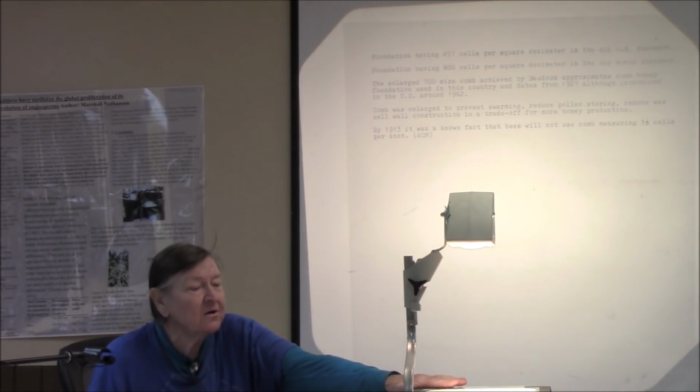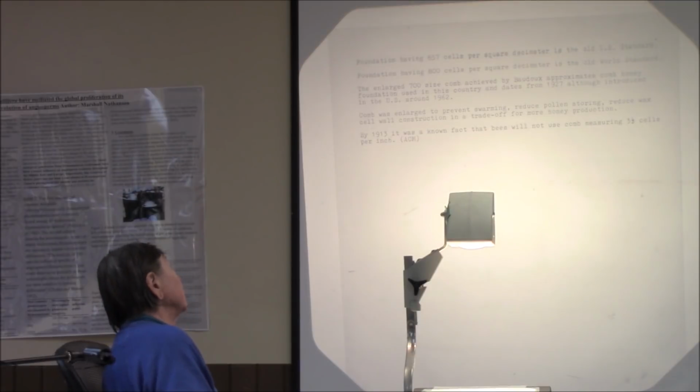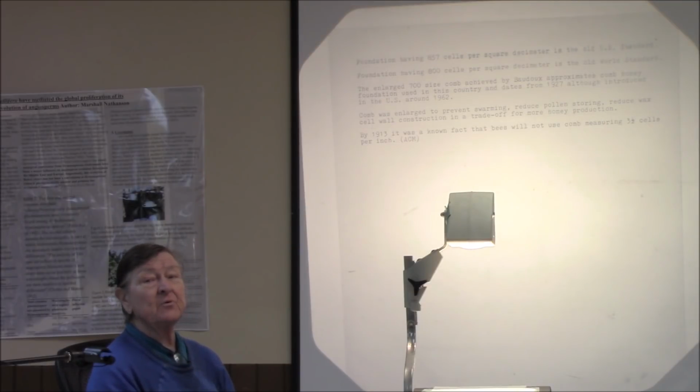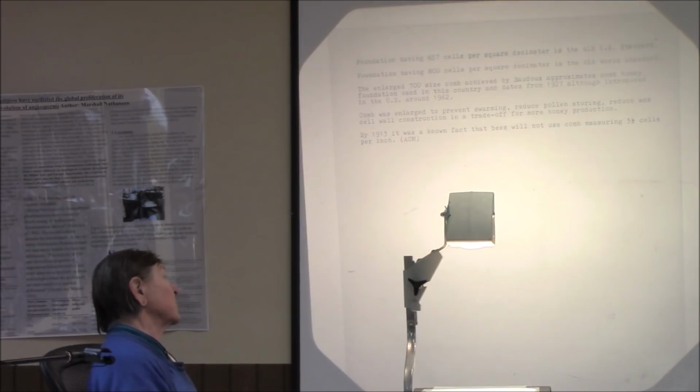Now, ending here, foundation having 850 cells per square decimeter is the old world standard. Well, that's about an 8.3. And you hear about Langstroth writing about the 4.748 range. Well, the 4.748 are the old standards. Foundation having 800 cells per square inch is the old standard.